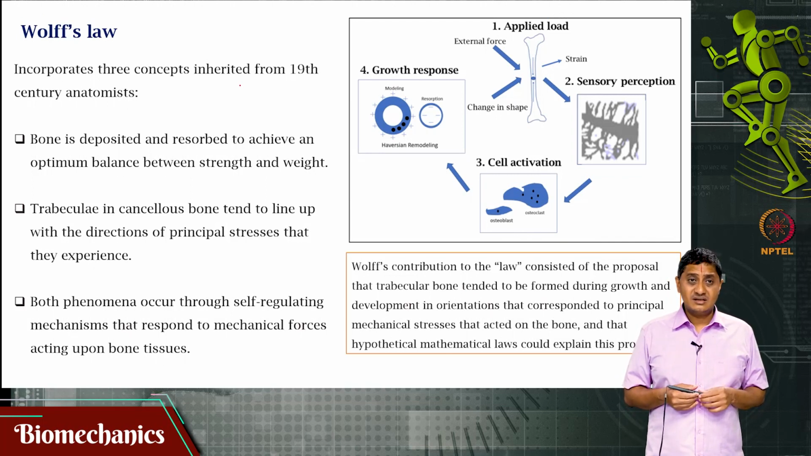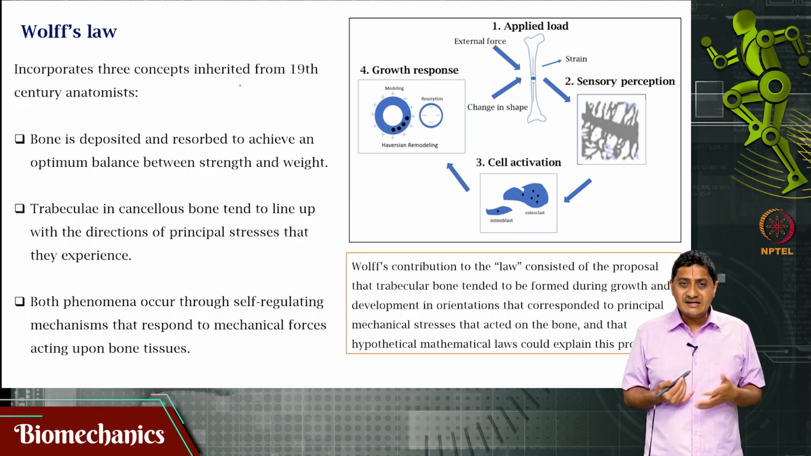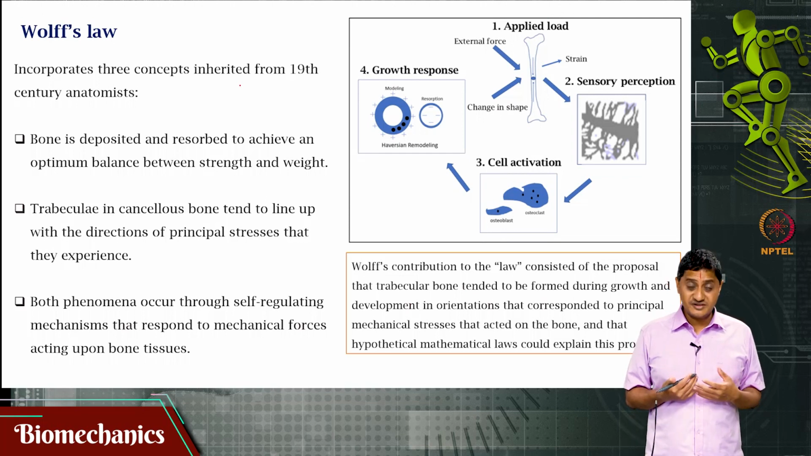The trabeculae in the cancellous bone tend to align themselves with the direction of the principal stresses, or the most important stresses that it experiences. So, again pointing to the environment in which it is working, and both of these phenomena occur through self-regulating mechanisms that respond to mechanical forces acting upon bone tissues. So, that means that there is a constant adjustment.